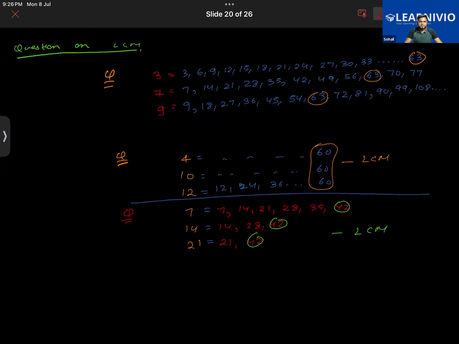Now there are a few other things we should be learning. There are other ways using which you can find the LCM. But before we do that, let us learn about some of the concepts. First of all, let us learn about the prime factors of a number.